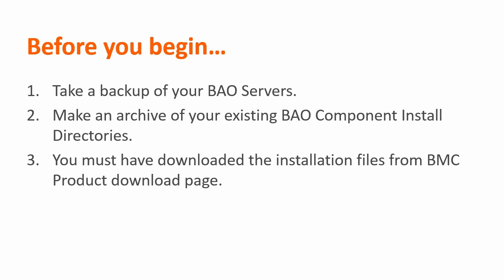Before you begin, take a backup of your BAO servers. If BAO is installed on your virtual machines, take a VM backup. Also, make an archive of your existing BAO component install directories as this will back up all the configuration files. And lastly, make sure that you have downloaded and copied all the setup files onto the installation server. Now let's upgrade our BAO servers.